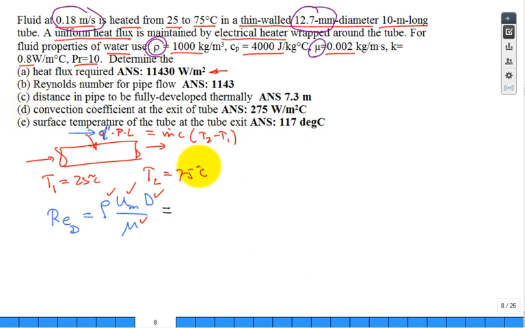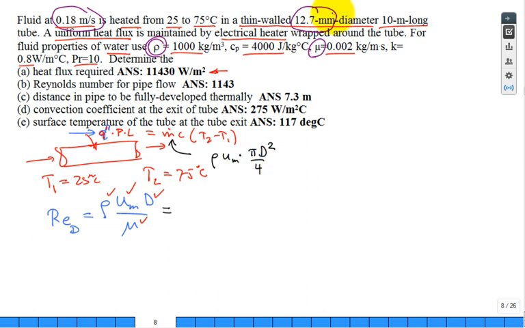You know what? If I back up here, I wasn't given a mass flow rate, was I? I had to calculate m dot. Isn't that rho times u mean times the cross-sectional area? What's my cross-sectional area? Pi D squared over 4.